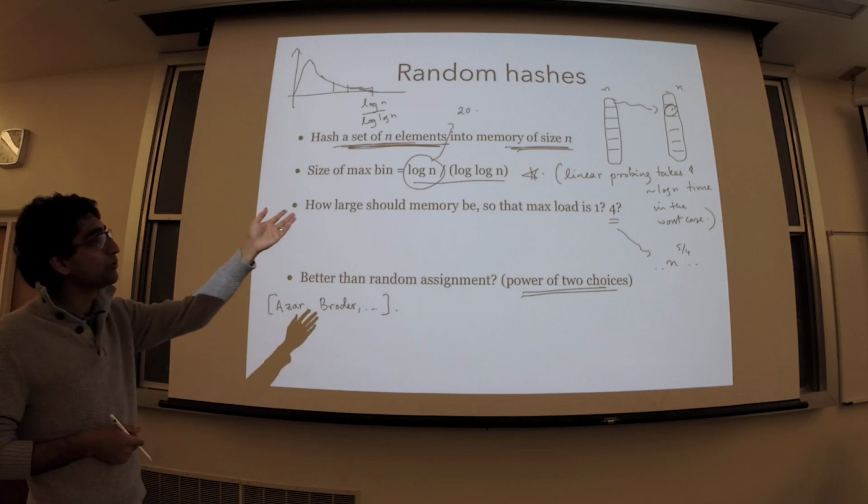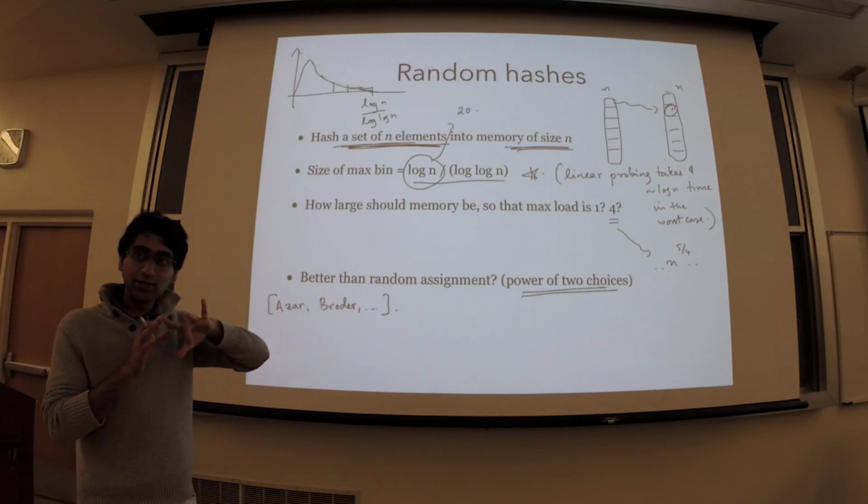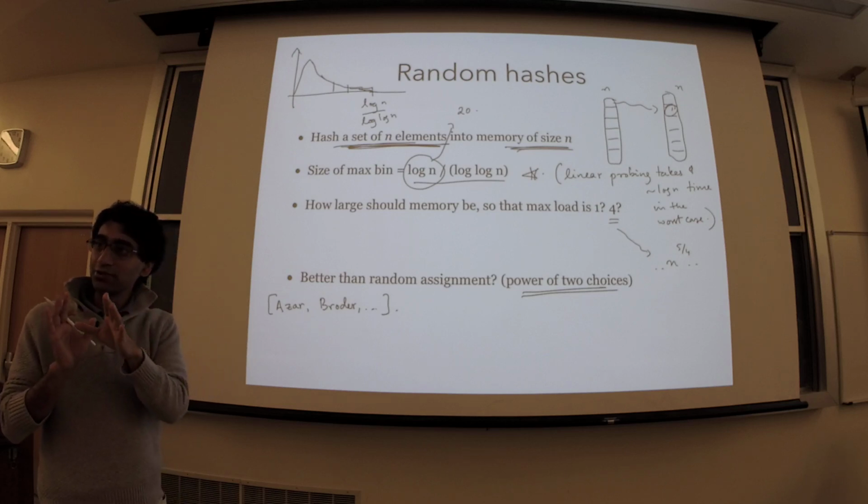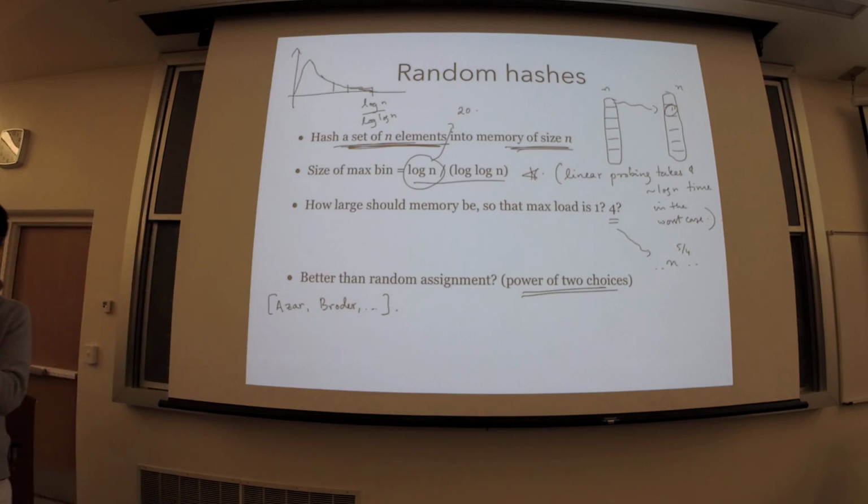In fact, when you do a search query on Google, it has to determine which machines it should go to. Often they do tricks like this. They take multiple hashes and then send it to a machine that is more free at this point. So this general idea is actually used a lot in practice.